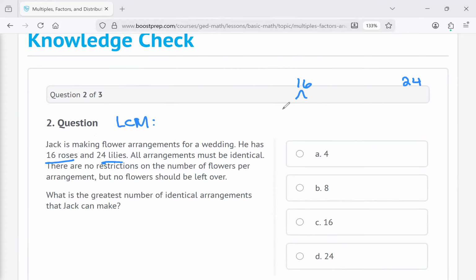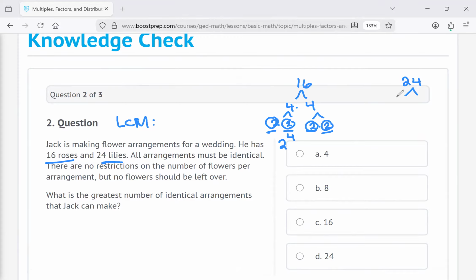16 can be broken down as 4 and 4. And then 4 can be broken down as 2 and 2. 2 is prime. And so the other 4 can be broken down as 2 and 2. We only care about prime numbers. We do have a repeating base of 2, so we only care about this 2, this 2, this 2, 2. So 2 times 2 times 2 times 2 is really 2 to the 4th.